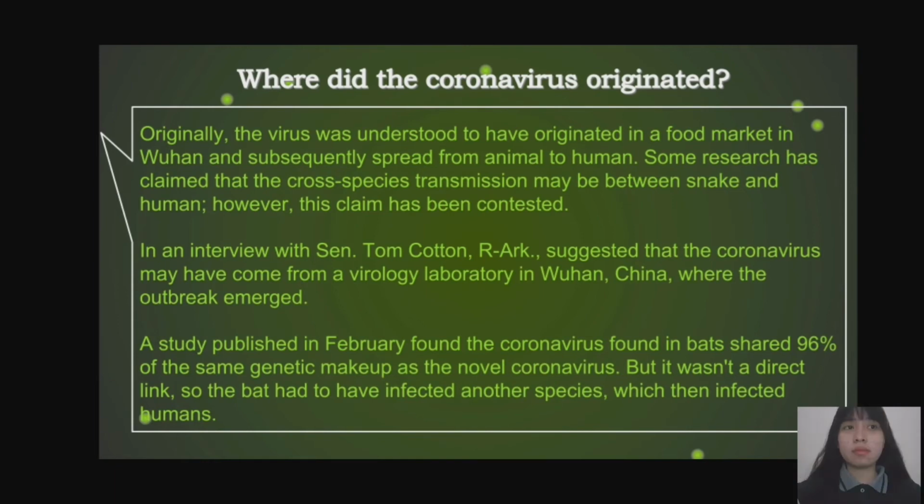A study published in February found the coronavirus found in bats shared 96% of the same genetic makeup as the novel coronavirus, but it wasn't a direct link, so the bat had to have infected another species which then infected humans.